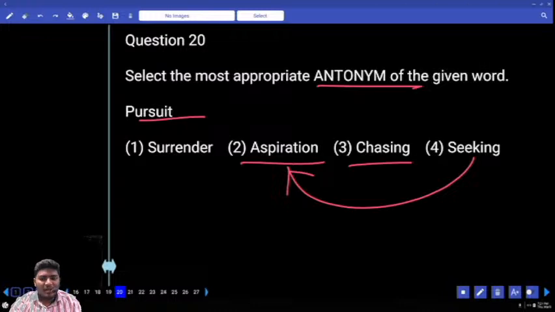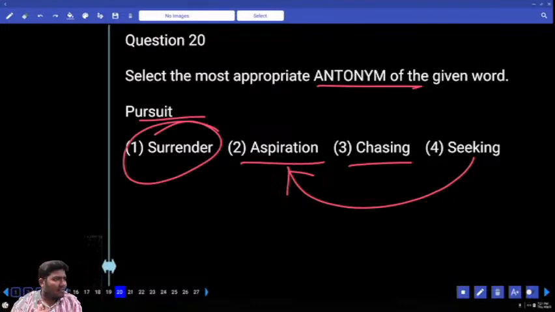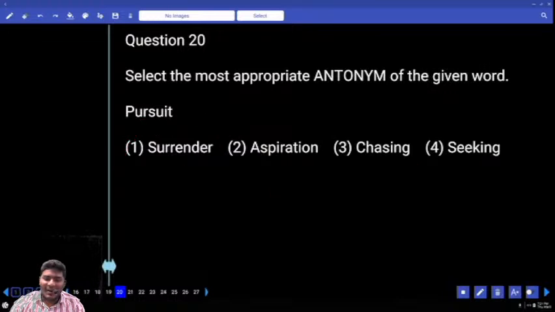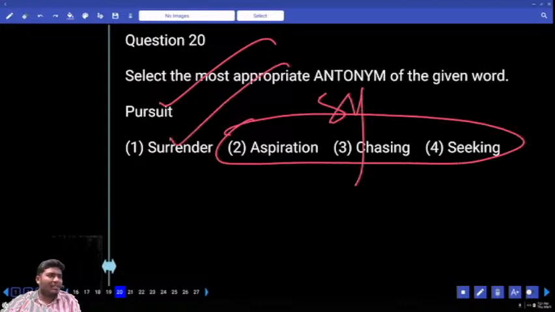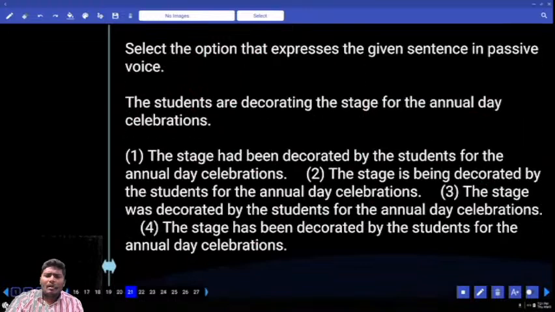Same case again. Next, what is given here? Surrender. It is not to go after somebody. What is it? Job itself. You are not running out of the job. Job itself is running after you. So it comes as the opposite. Pursuit is search, aspiration, chasing, seeking. These are all synonyms. Antonym comes only with surrender. Instead of the police searching, somebody comes and surrenders. Move to 21. Get the voice.